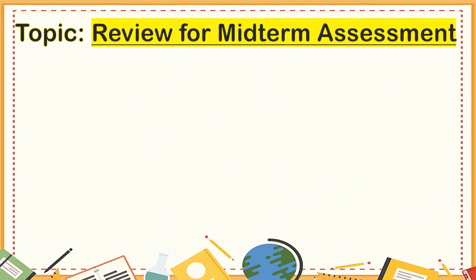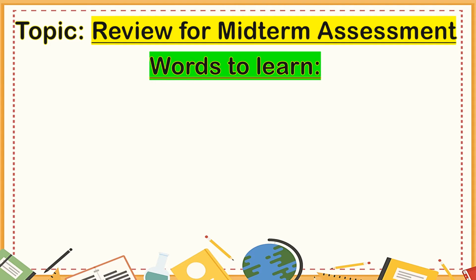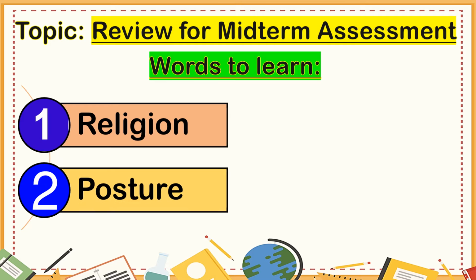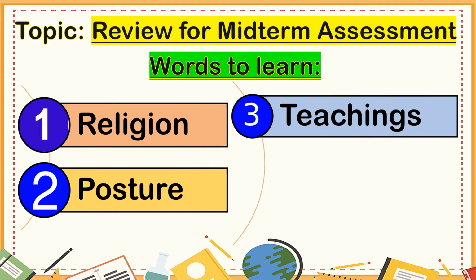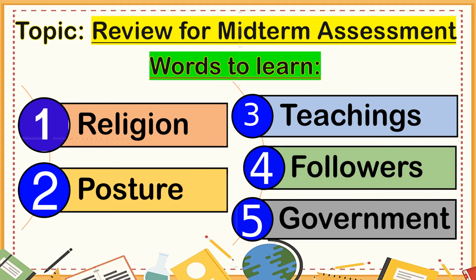Okay, class. Before we proceed with our discussion, let's have a short review for the midterm assessment. And these are the words to learn. The first one is religion. Second one is posture. The third one is teachings. The fourth one, followers. And the last one, government.